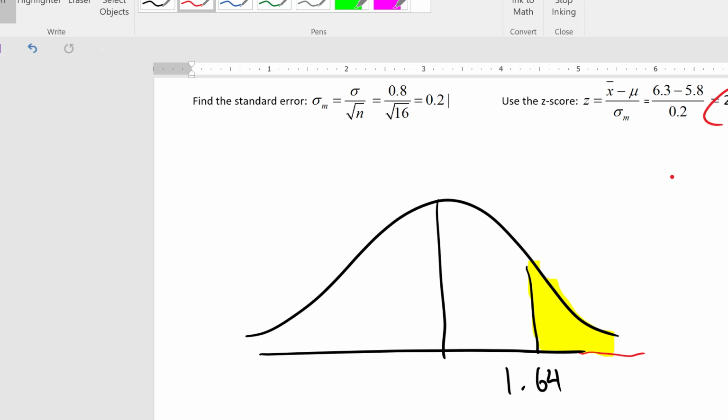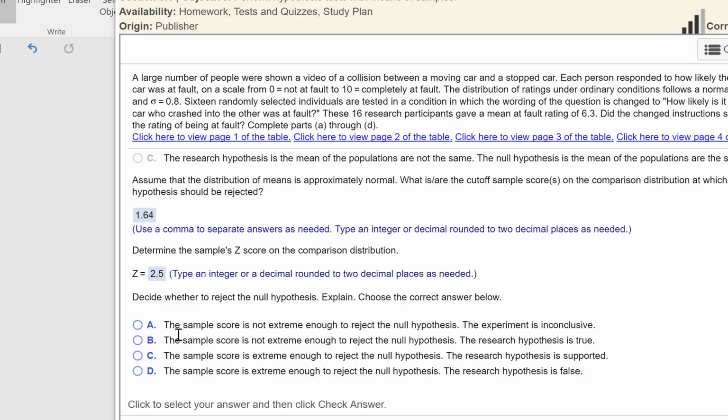Our little guy, we'll put a little flag there, was at 2.5. So yes, we reject it. So let's look at our choices here. Sample score is extreme enough. Remember, a cut score of 1.64 determines how extreme is too extreme. Our sample score is extreme enough to reject the null hypothesis, and so that lends support to the research hypothesis.